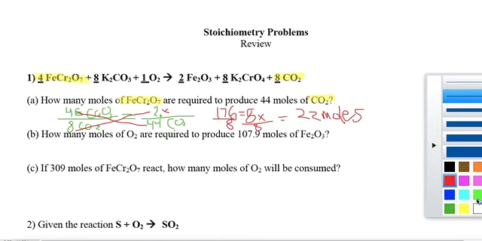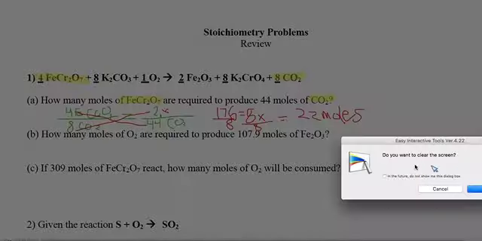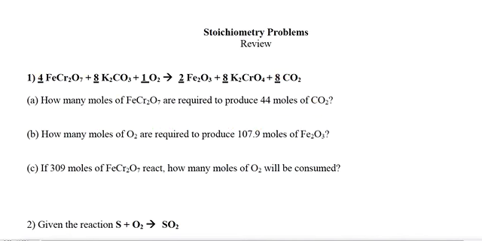All right, so how many moles of O2 are required to produce 107.9 moles of Fe2O3, which is iron(III) oxide? Same deal. I'm going to look at just those two. Actually, I'm going to clear the other things here to make it a little easier to see. So we're going to do B now. I'm looking at O2 and iron oxide.